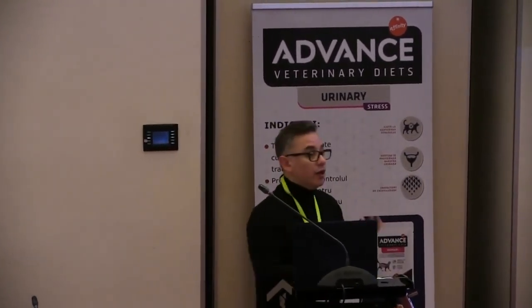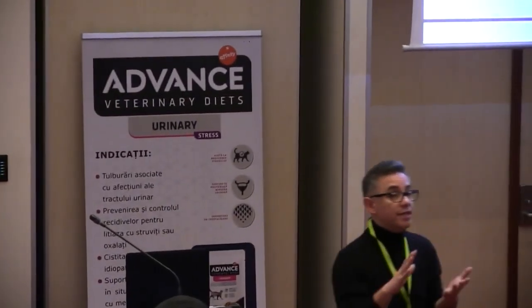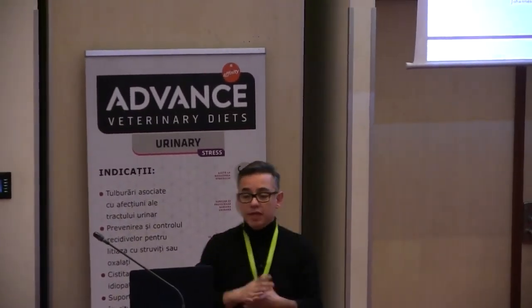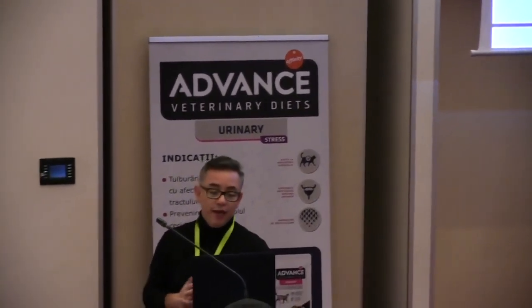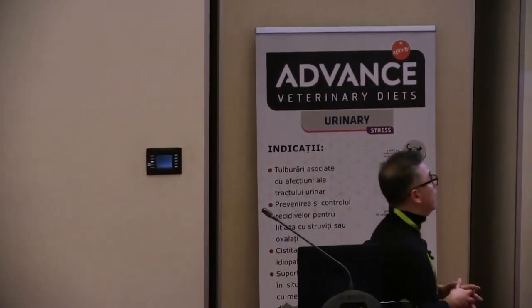One of them is acute, that is the more common, when the cat comes to us blocked, and another form is the chronic feline cystitis. The diagnosis is always by exclusion, okay?